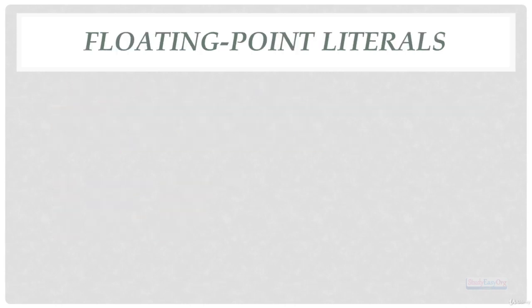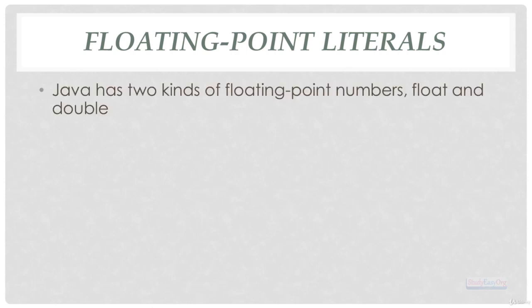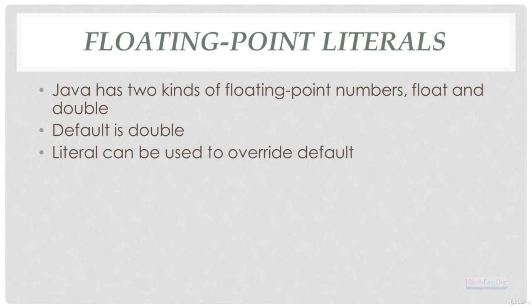Then moving forward, we have floating point literals. What are floating point literals? Floating point literals are used to represent different types of floating point numbers. In Java, there are two types of floating point number. First one is float, then we have double. Double is default. Now, whenever we would like to override the default value, we can make use of the literal.